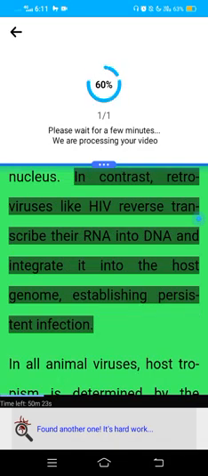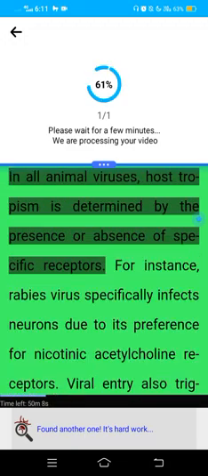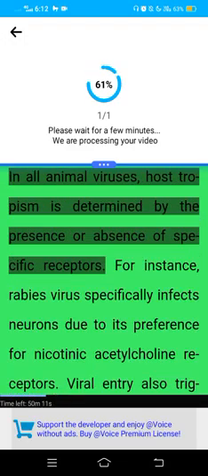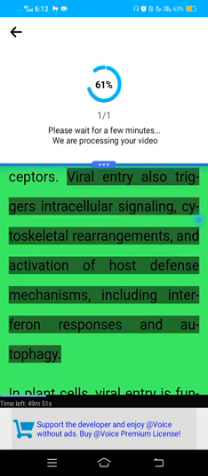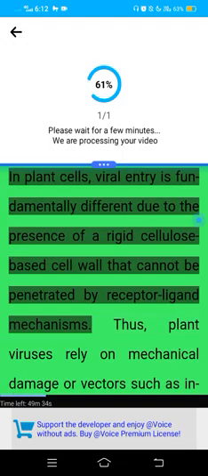In contrast, retroviruses like HIV reverse transcribe their RNA into DNA and integrate it into the host genome, establishing persistent infection. In all animal viruses, host tropism is determined by the presence or absence of specific receptors. For instance, rabies virus specifically infects neurons due to its preference for nicotinic acetylcholine receptors. Viral entry also triggers intracellular signaling, cytoskeletal rearrangements, and activation of host defense mechanisms, including interferon responses and autophagy.